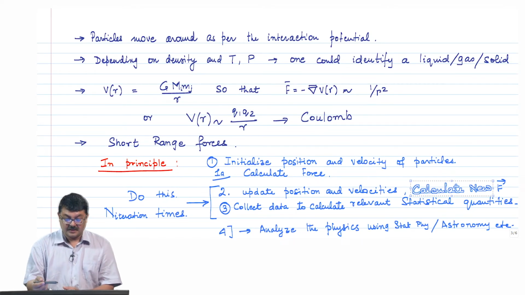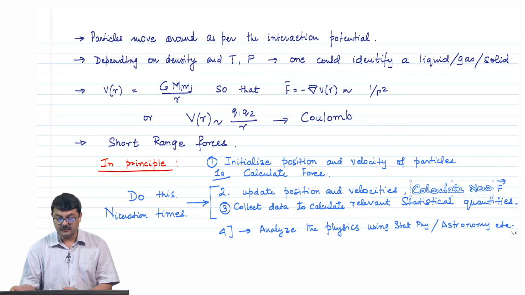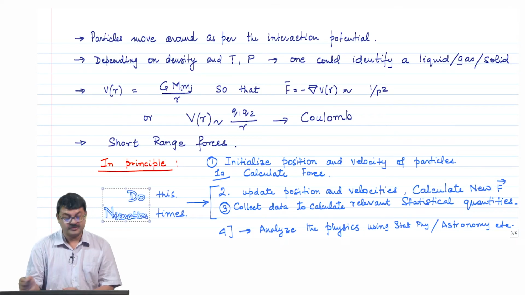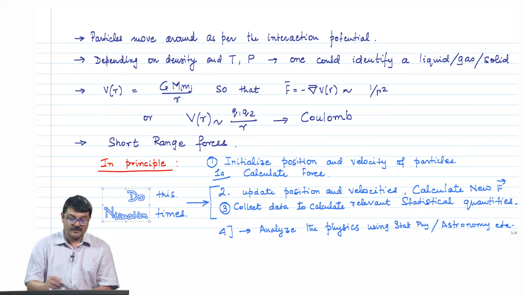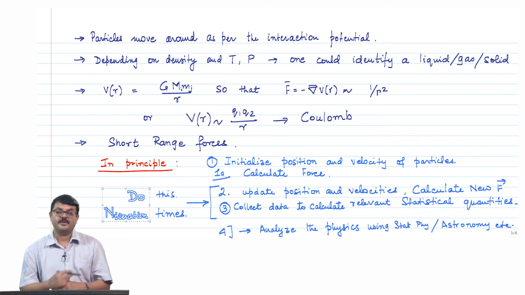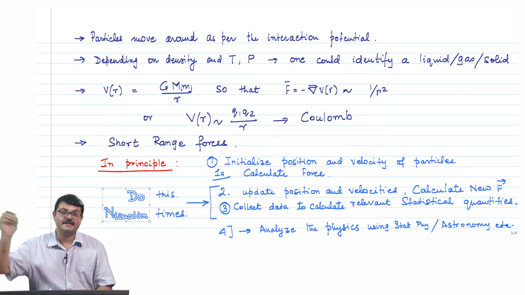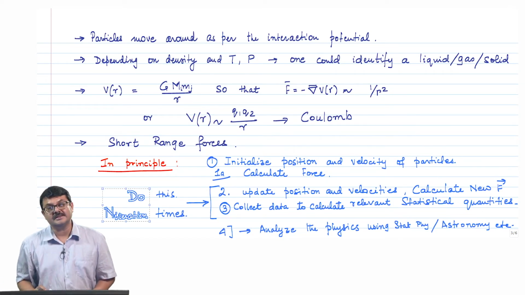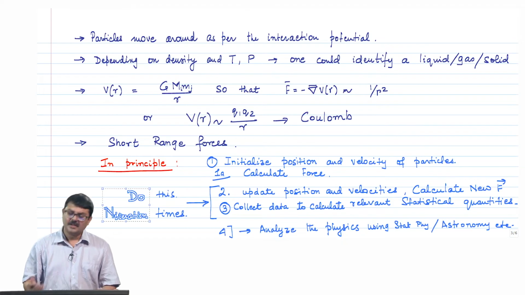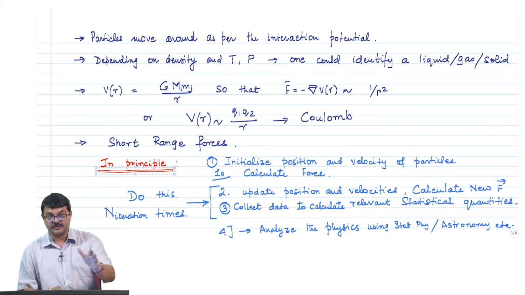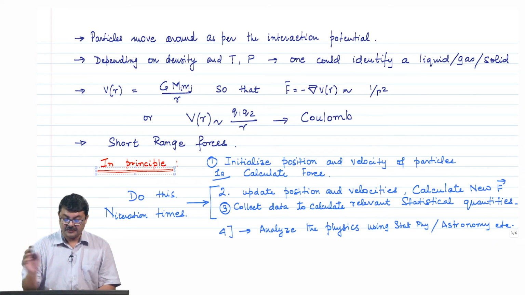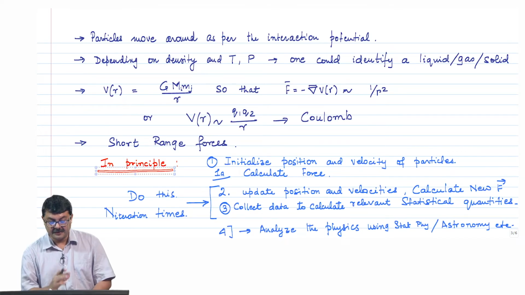Just 3 steps: initialize position, calculate force, update position and velocities, calculate new force, with that update the position and velocities, and with that calculate new force, and do this n iteration times. So, then you basically get a trajectory of all the particles in space. At the end of your simulation, after n iterations, how many iterations to choose? Of course, those are details, we shall come to it when we actually implement the code.